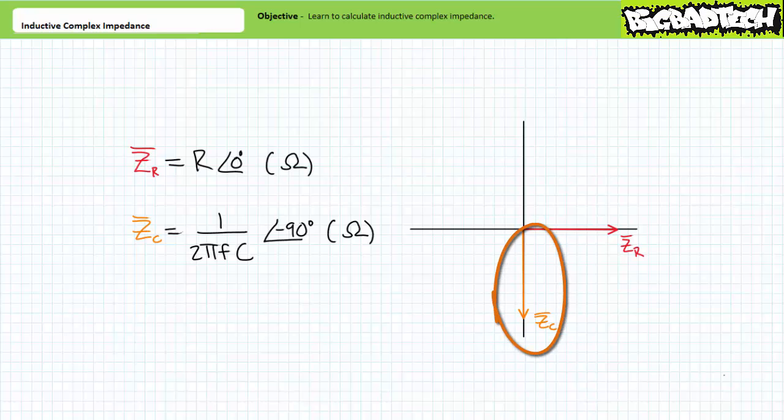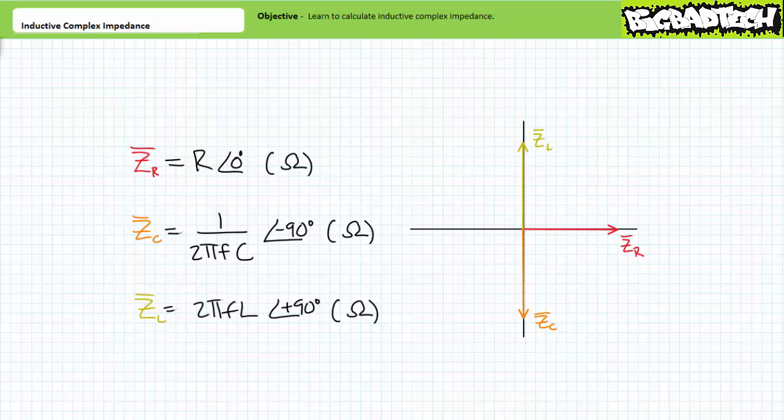When depicted in the impedance domain, capacitors exist solely in the negative imaginary vertical y-axis, proportional to 1 over 2 pi fc. Finally, inductors, when represented as complex impedances, are elements that exist entirely in the positive vertical imaginary y-axis.